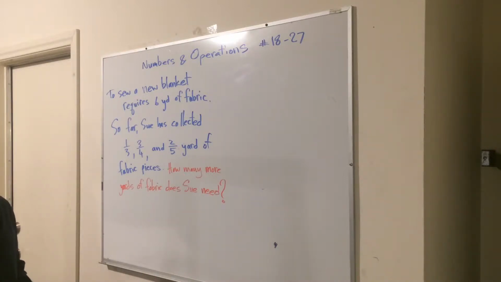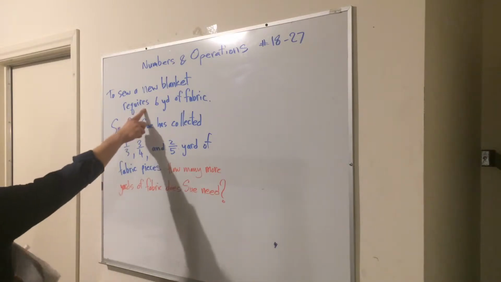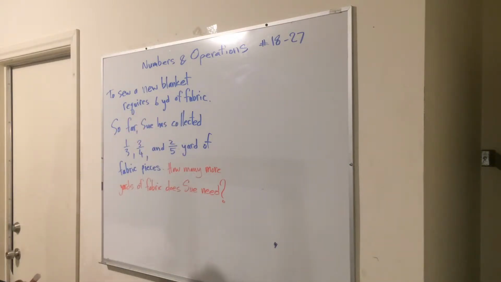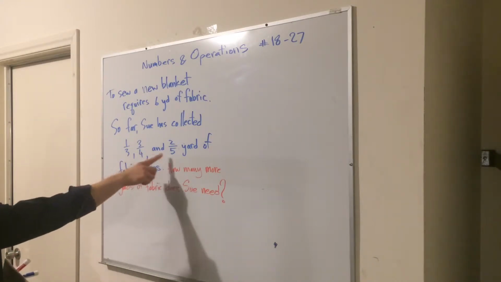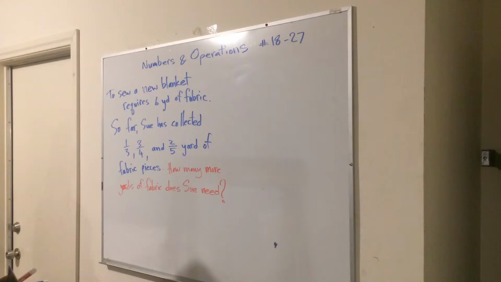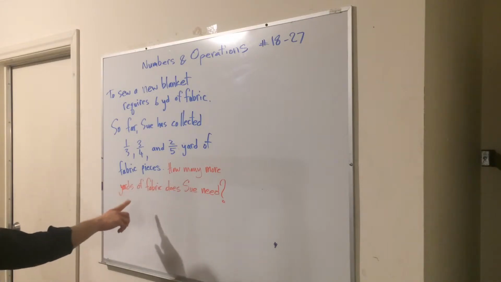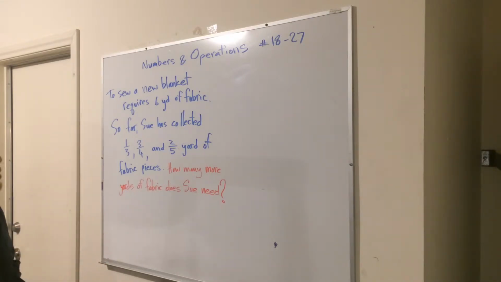For our next example, this is a real life situation where a girl wants to sew a new blanket, and to create a new blanket, it would require 6 yards of fabric. So far, she has collected 3 pieces of fabric: 1/3 piece, 3/4, and 2/5 yard. The question is, how many more yards of fabric does she need?